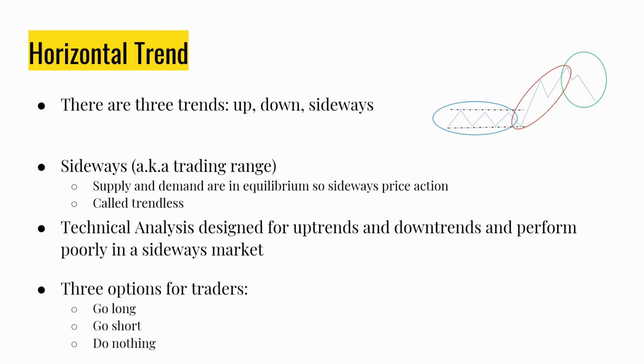Therefore, in the end, traders have three options when navigating the market. The first option is to go long when there is an uptrend. The second option is to short the stock when it is on a downtrend. And the final option that many traders don't like to take is to do nothing. This last option is very important because forgetting it exists will cause many traders to lose money.